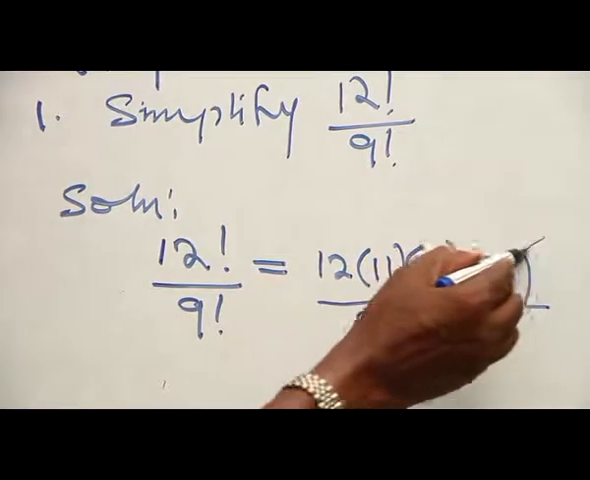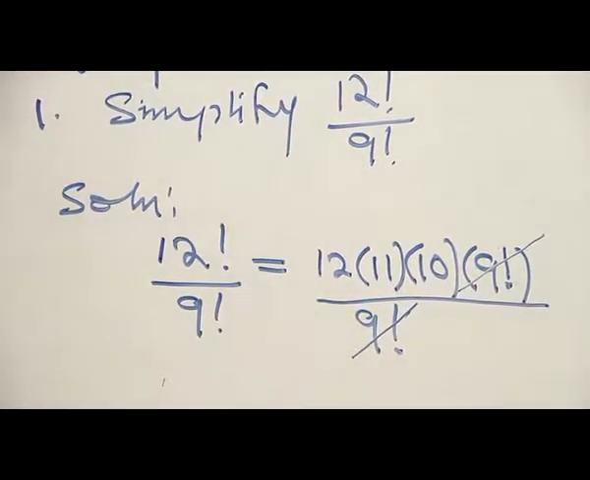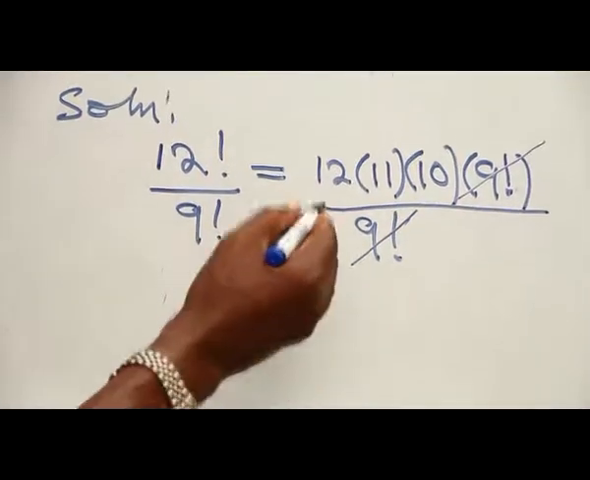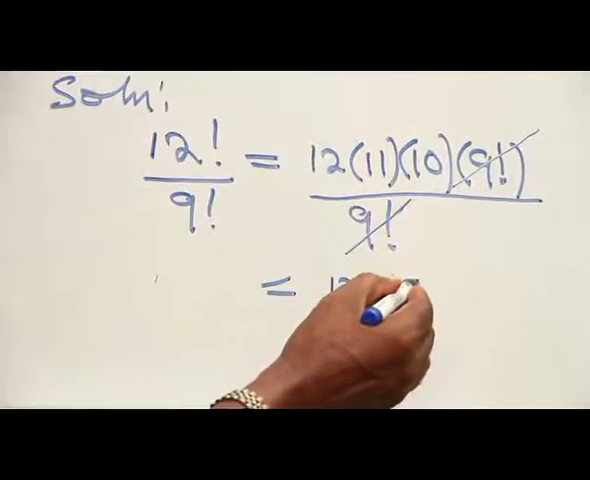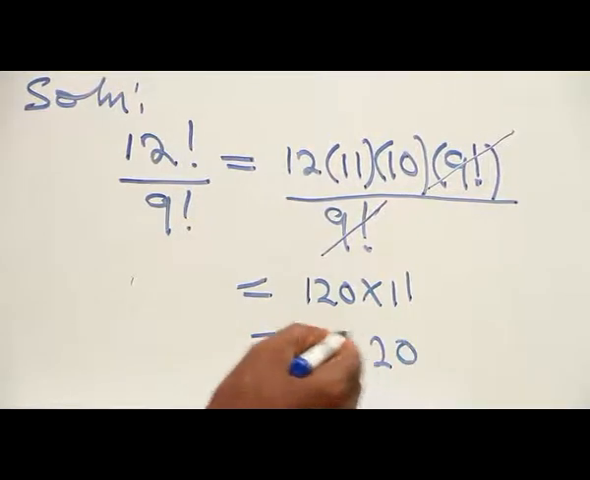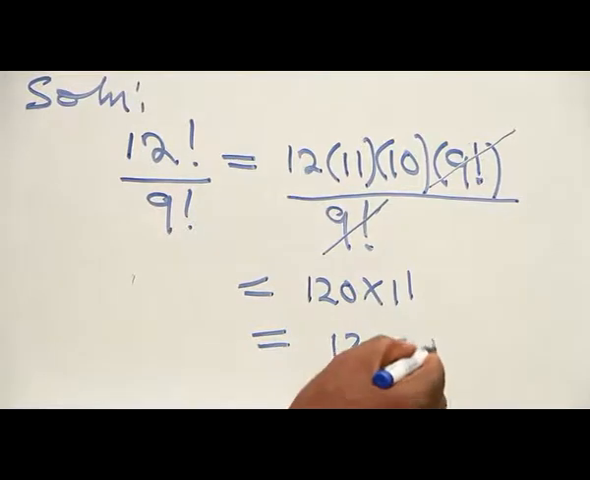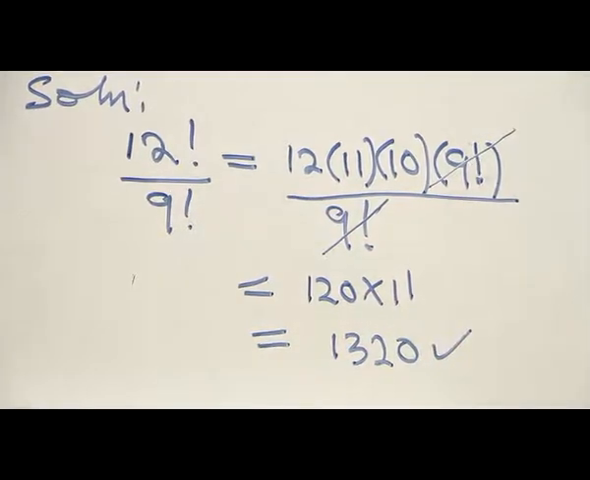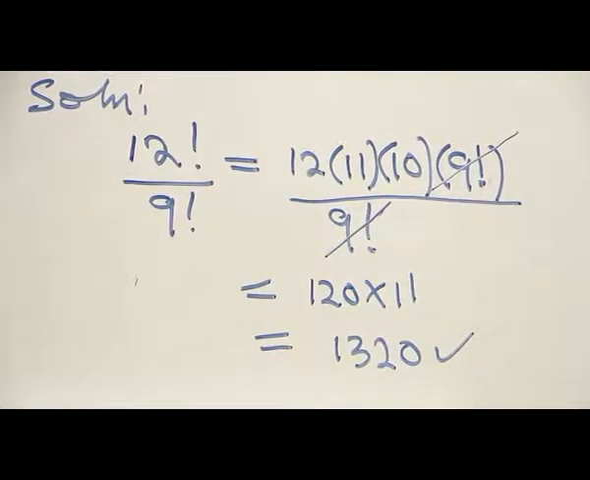Because of this 9 factorial, it will cancel the 9 factorial in the denominator. This will result in 120 times 11, which will give you 1,320. If you divide 12 factorial by 9 factorial, that will be the result of the division.